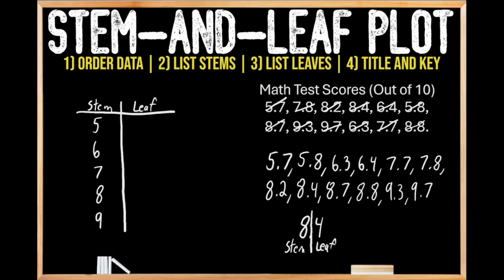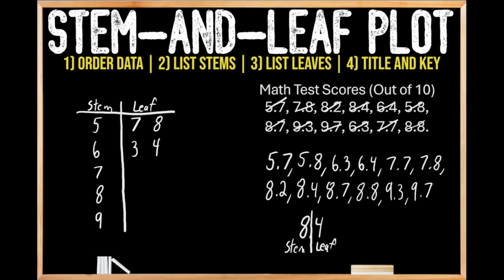So for step number 3, we're going to list our leaves, and we need to do so in order from least to greatest. Starting out with our data point of 5 7/10, well, that's going to have a stem of 5 and a leaf of 7. Then for 5 8/10, that's going to have a leaf of 8. Then we're going to move on to our stem of 6, and our first data point here is 6 3/10, which is going to have a leaf of 3. And we want to make sure that this is in line horizontally with our stem of 6 so that they line up properly. Then we have 6 4/10, which is going to have a leaf of 4.